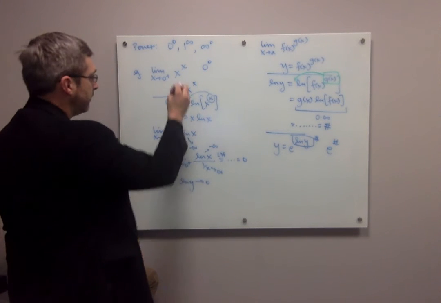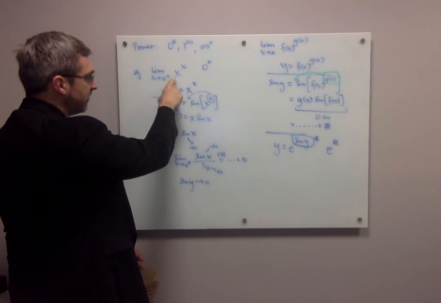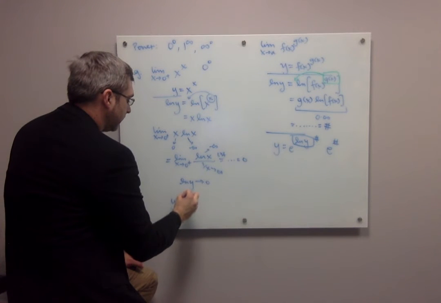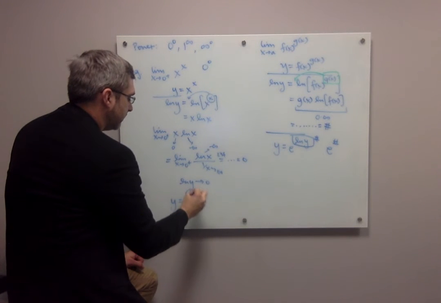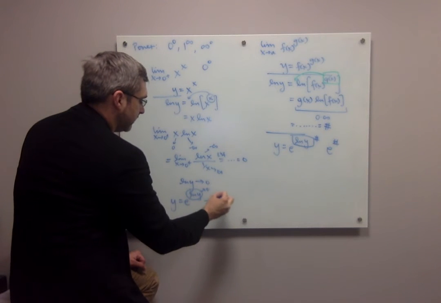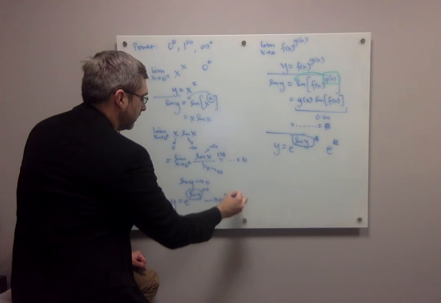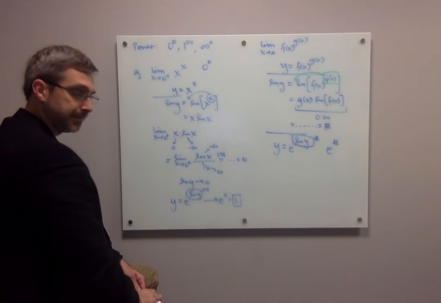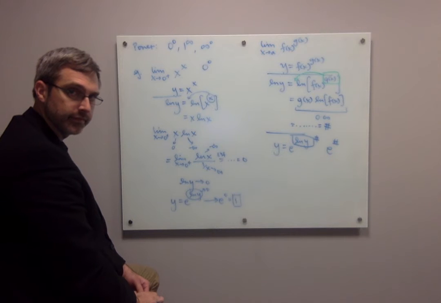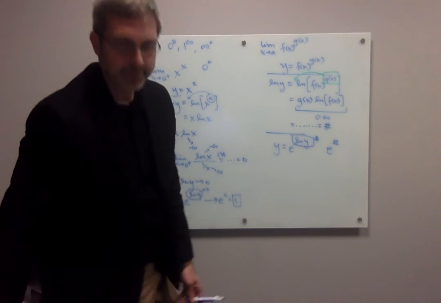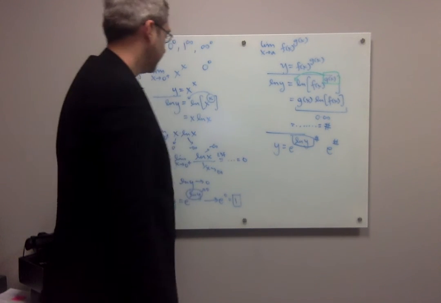So then if we backtrack and ask, where is this function going? Well, y equals e to the natural log of y. And if this thing is going to 0, then y is going to e to the 0. In other words, the overall limit is 1. Okay? Make sense? We'll do a couple more examples of this so you can get the hang of it, but hopefully this makes a little bit of sense.